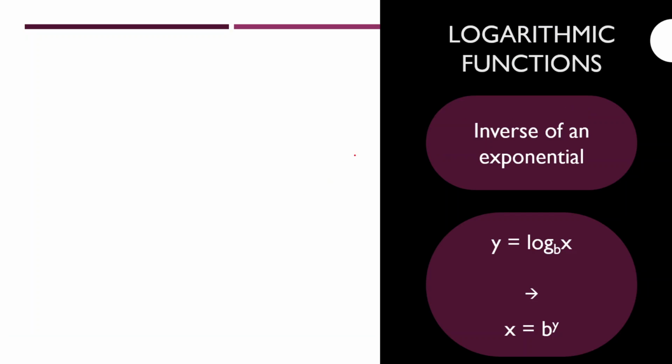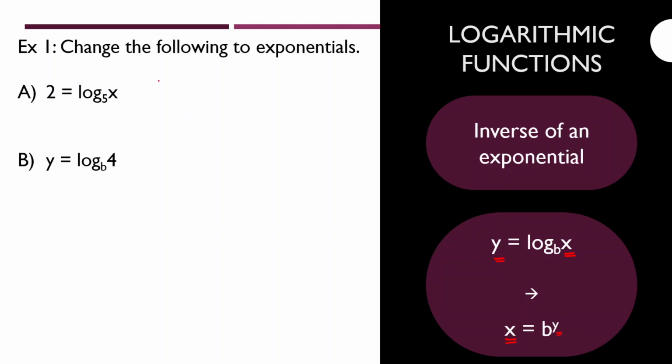So let's get started. The logarithm is the inverse of an exponential. What that means is our input and our output, our x and our y, or our domain and our range, swap places, right? That's how we found inverses. So notice the input of x becomes the output on the exponential, or the output on the log becomes the input on the exponential. So this will allow us to rewrite every log statement as an exponential.